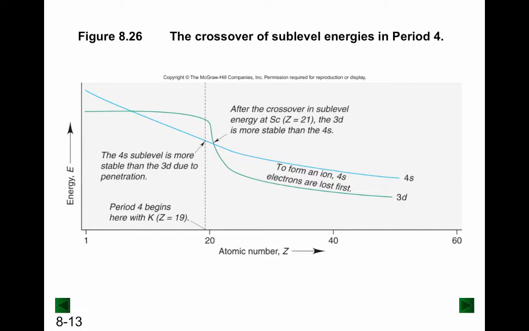For this reason, the 4s electrons are removed first when the transition metal ion forms. In other words, electrons with higher values of n are removed first. For main group metal ions, the highest n value electrons are removed first: last in, first out. For transition metal ions, the highest n value electrons are also removed first, but it's first in, first out.